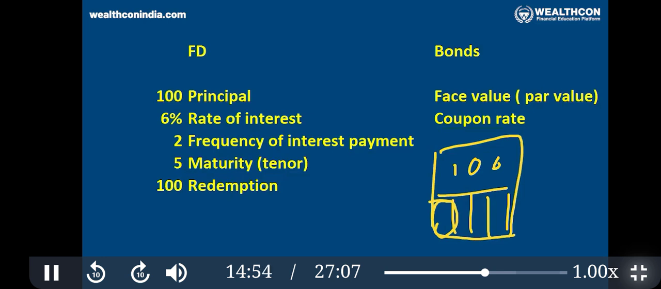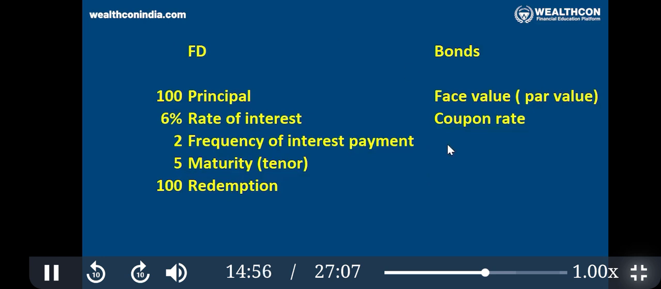Physical coupon. And coupon frequency is also called frequency. Okay, same word. Maturity, the same word. Redemption value, same thing. These are the few terminologies in the bonds.